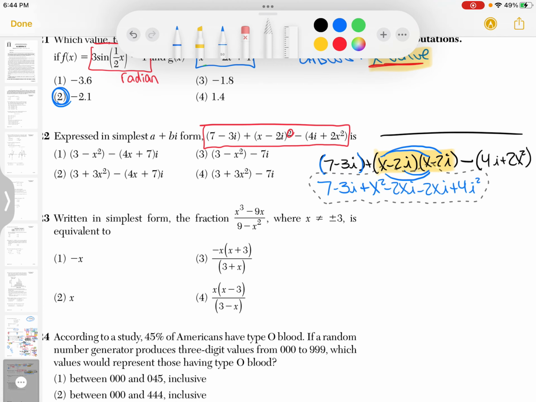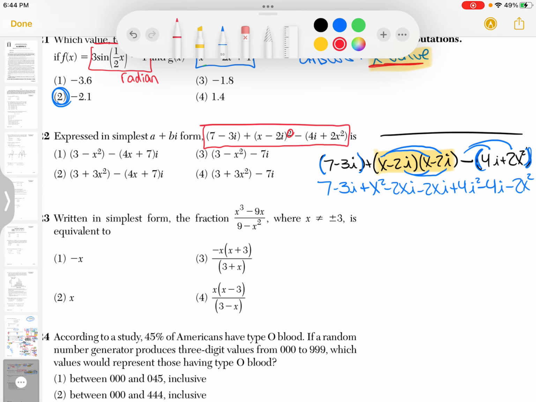I'm just going to scoot that over so I have enough space. Okay, now my last thing that I have to do is subtract this last piece. If you're subtracting more than one term, which is shown by parentheses, you distribute that negative through. So this is minus 4i minus 2x squared.